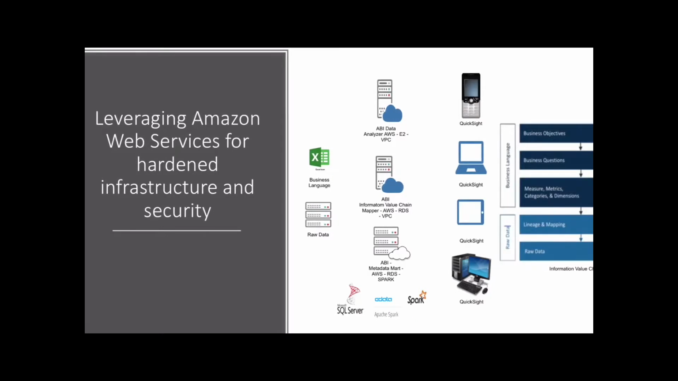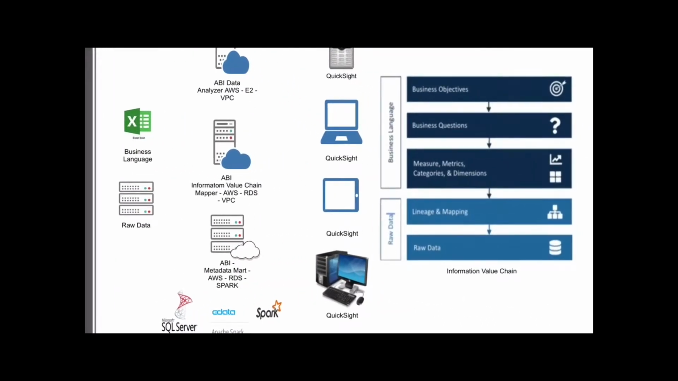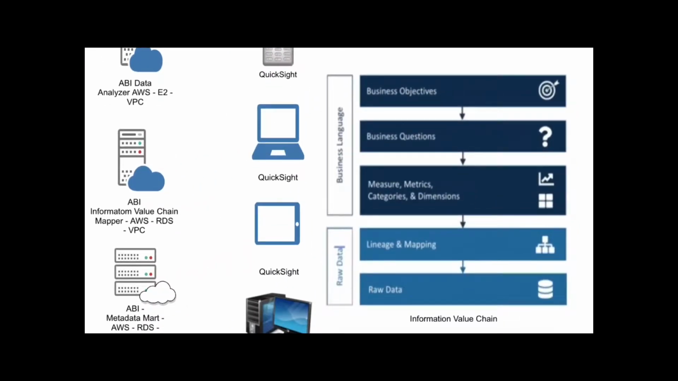You'll be able to utilize QuickSight or any analytical tool you choose, Power BI, for example, and provide analysis and information, again, following the processes that we've described as the information value chain, thereby linking business objectives, business questions, measures, and metrics, and creating a mapping and lineage to your existing raw data.